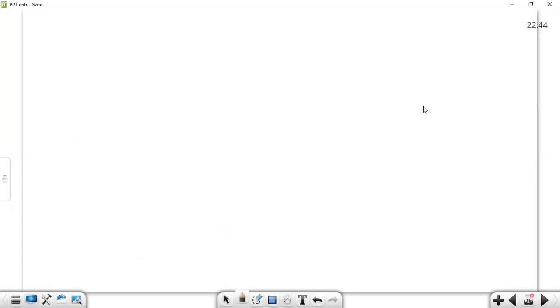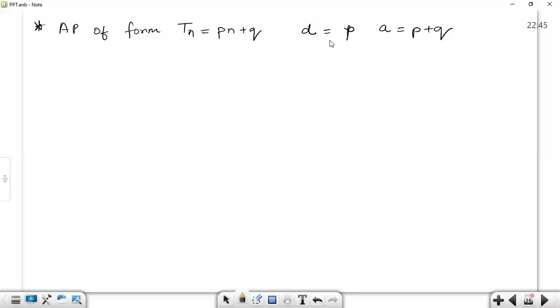Now, this is not a property actually, but more of an observed result, and it would be helpful for you to remember it. So, if there is any AP of the form where the general term is Tn equals pn plus q, the nth term is pn plus q. So now the common difference here is p, and the first term, that is a, is p plus q here. Clear? Yes, sir.